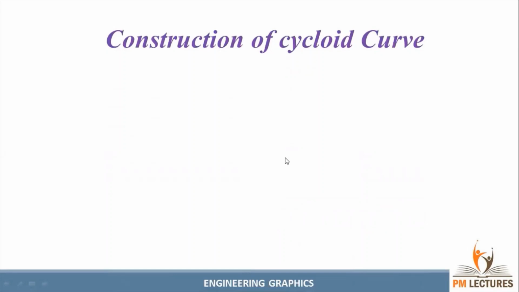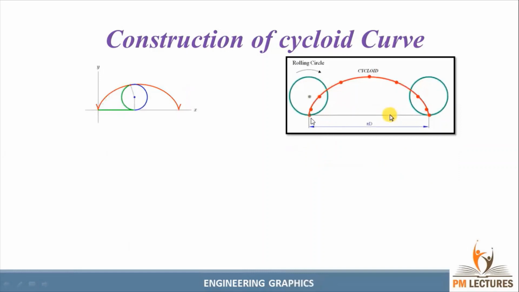So today we are going to see a topic called construction of cycloid curve. So let us see that. Here the circle is rolling on a straight line. See, the circle is rolling along a straight line for its circumference. This type of curve is called a cycloid curve. See here, the curve in the red color, this is the cycloid curve. So a circle that rolls along a straight line is called a cycloid curve.